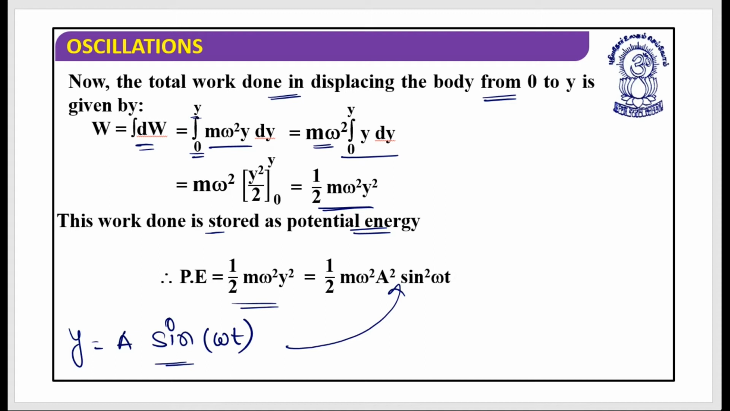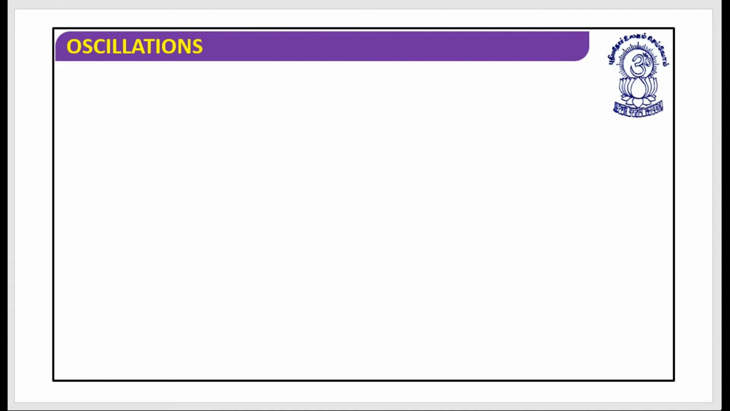Before we proceed, let's summarize these relations. We have potential energy, which is ½ky². This k can be written as mω², so this is equal to ½mω²y².